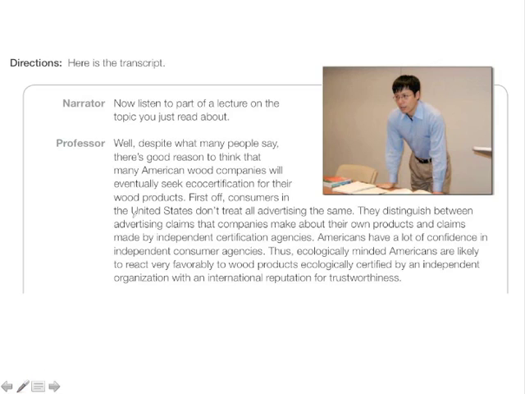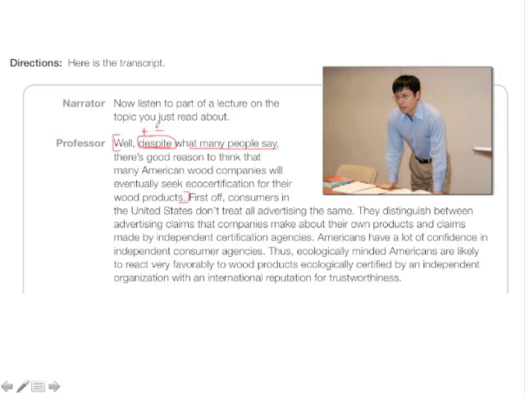Well, if you look right at the beginning, the very first sentence, notice what he says. Well, despite what many people say. So in this case, first off, we notice the particular word he's using, despite. Is this a positive word or a negative word?